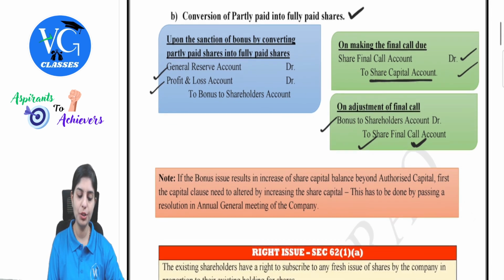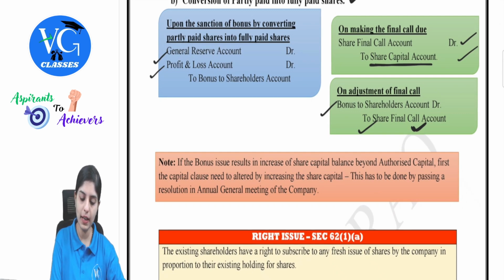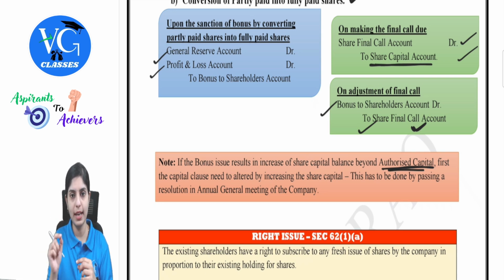Next, if the bonus issue results in increase of share capital beyond authorized capital, if you remember, in issue of shares we understood the meaning of authorized capital. It is nothing but the maximum capital. What happens sometimes is you are issuing bonus shares. It is nothing but additional shares. Because of this issue, assume it goes beyond your authorized capital, that is the maximum capital. You anyway fixed this as the maximum capital. Now this balance is being exceeded.